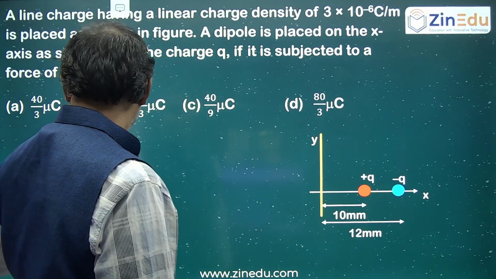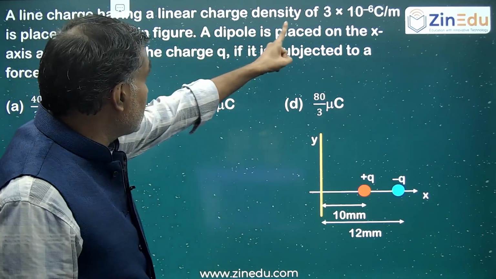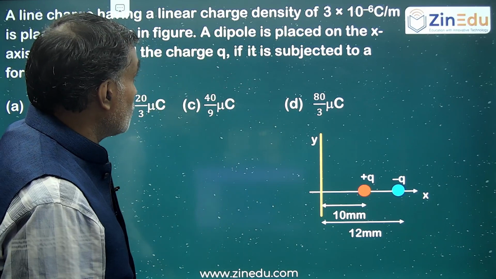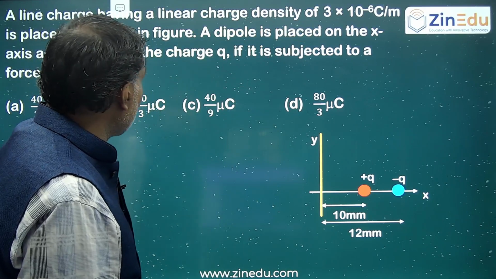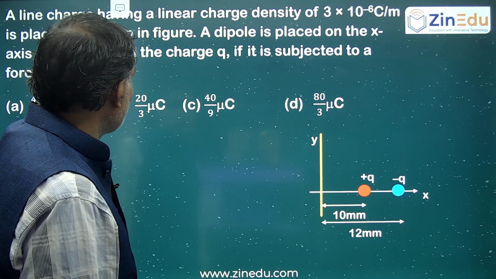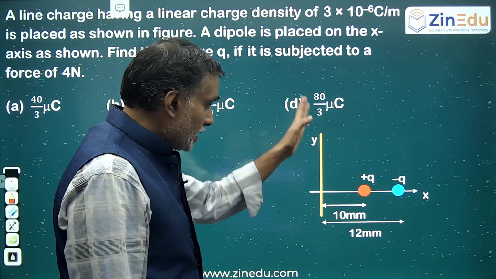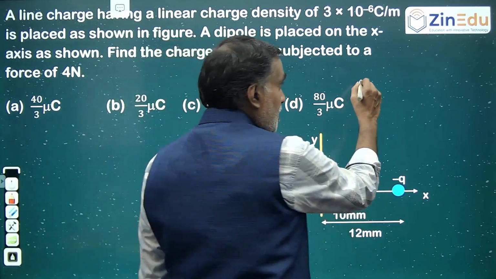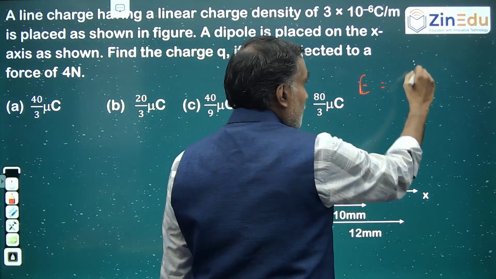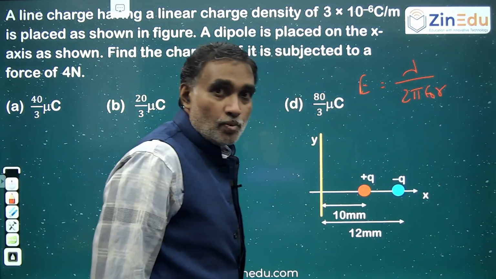Next question. A line charge having a linear charge density of 3 into 10 to the power of minus 6 coulomb per meter is placed as shown in the figure. A dipole is placed on the x-axis as shown. Find the charge q if it is subjected to a force of 4 Newton. Now, due to a line charge, what is the electric field at a distance r? It is given by lambda by 2 pi epsilon naught r.